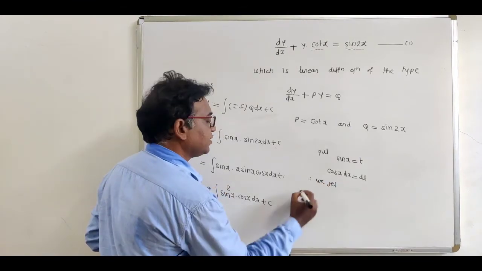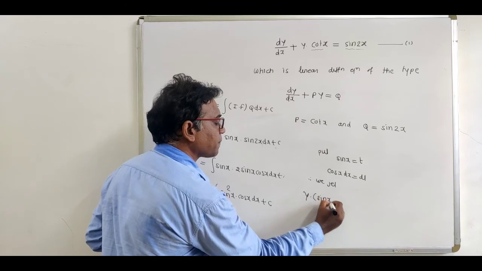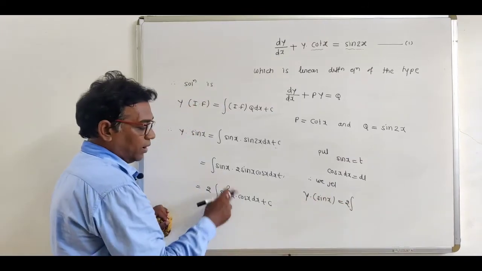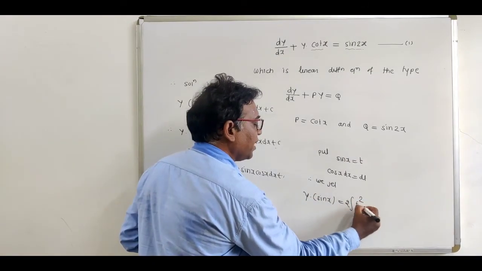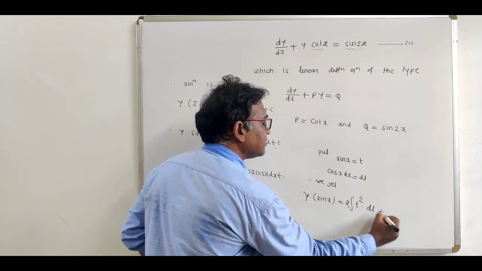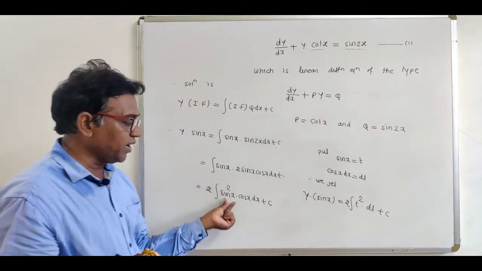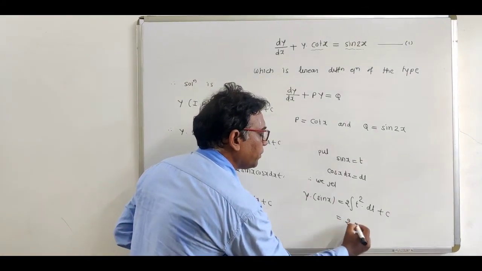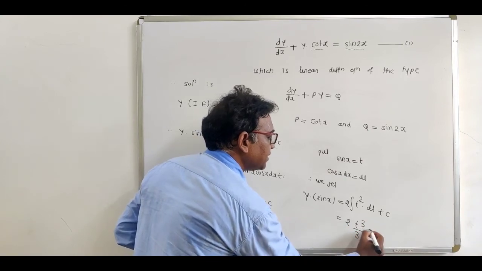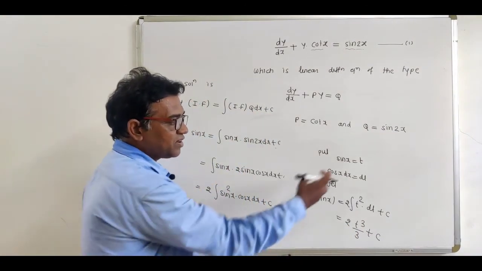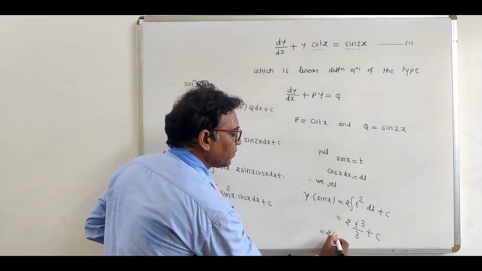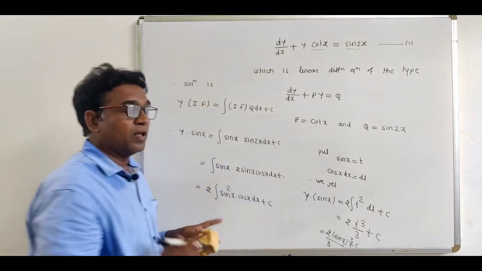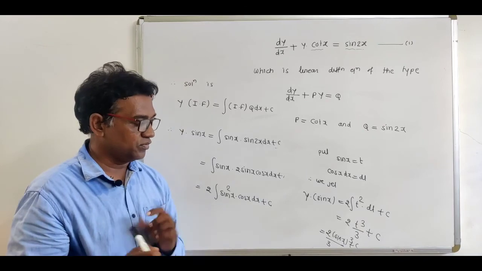So just put the values. Therefore, we get on the left hand side y into sin x, equal to integral 2, this is the constant term. Put sin x equal to t, so this is t square, and the value of cos x dx is dt. So this is 2 integration of t square, this is t cube divided by 3 plus c, and finally replace t by sin x. So this is equal to 2 sin x bracket cube divided by 3 plus constant c. So this is our required general solution.